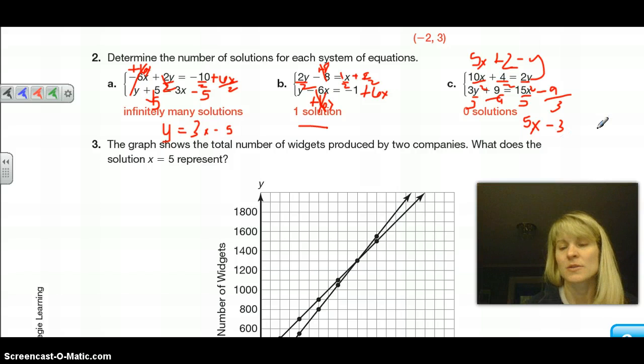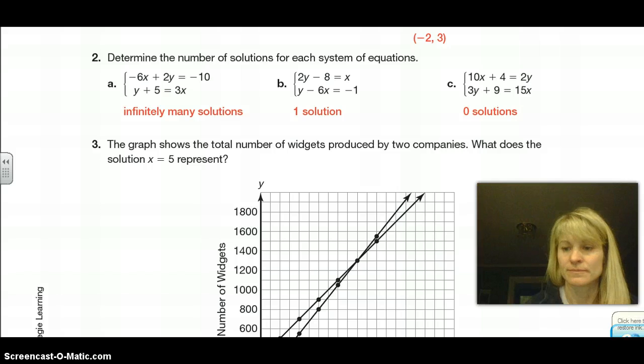And you can see the slope here is 5, the slope here is 5, the y-intercept is 2, negative 3. So they're not the same lines, but they have the same slope. Therefore, they're parallel, and there's no solution on that. And that's all you got to write.